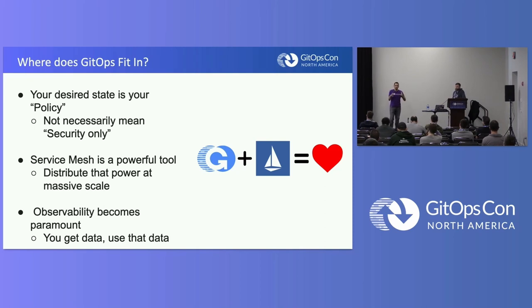And so that's where GitOps comes into play, where you want to distribute that power and make sure you have ultimate control across all your systems. Which is why I have that graphic: GitOps and Istio work pretty well together, right?